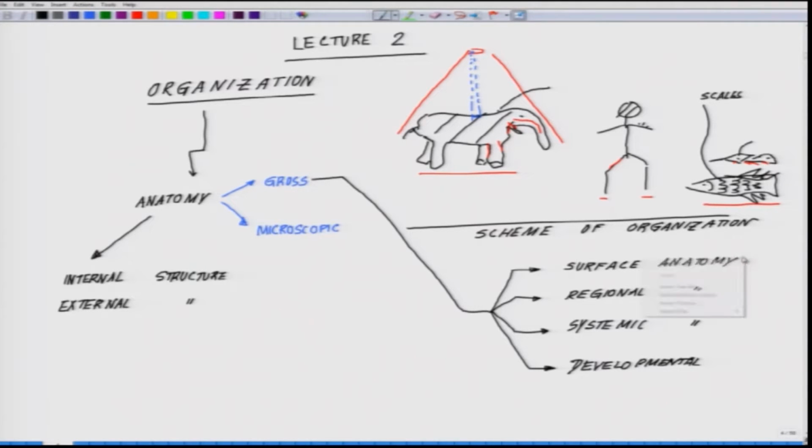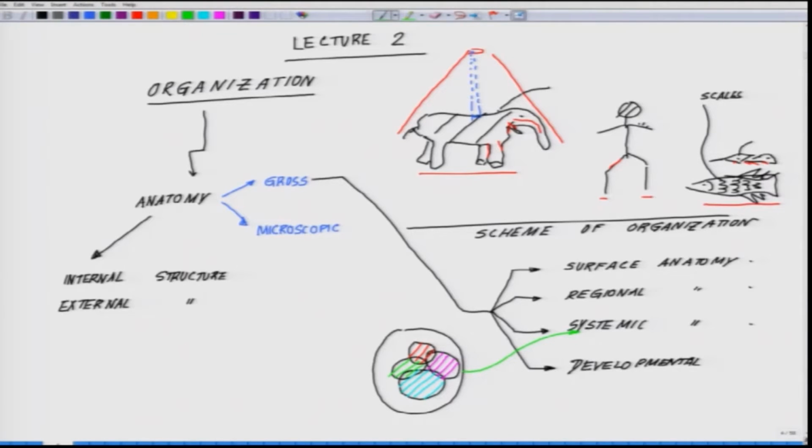So, we talked about surface anatomy, regional anatomy, and systemic anatomy, where you see the whole system as a whole, the different systems. For example, here you have the cardiovascular system, nervous system, respiratory system, excretory systems. How these different systems are placed along with the others, how they interact with each other, and what the different levels of their interaction are, that is what we study under systemic anatomy.